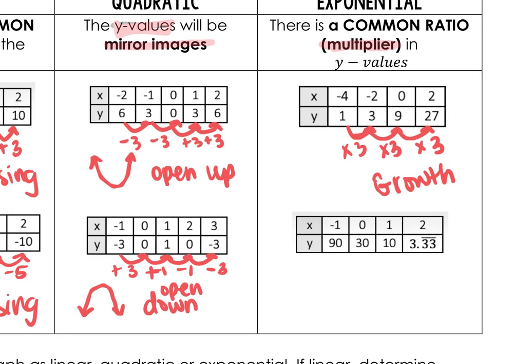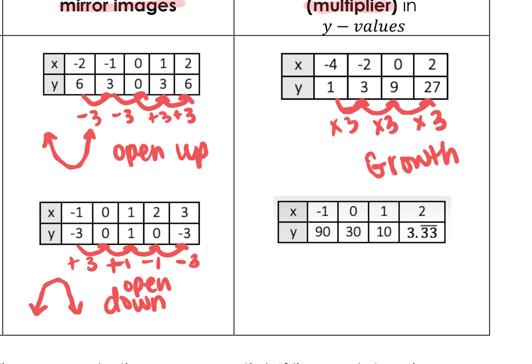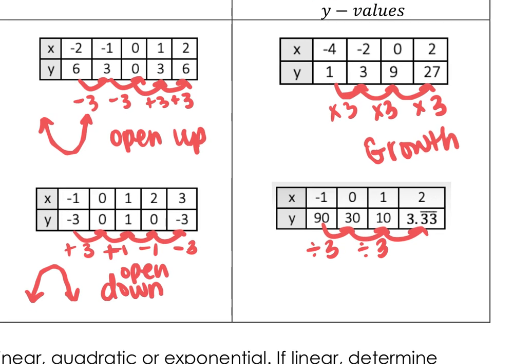Our second table is going to show us the opposite of that. So we go from 90 to 30, 30 to 10, 10 to 3.3 repeating, which can be kind of tough. But if we just look at the first 3, well, 90 divided by 3 is 30. 30 divided by 3 is 10. So this does look like it's dividing by 3, but remember when we divide by something, it's the same thing as multiplying by the reciprocal. So dividing by 3 is the same thing as multiplying by 1 over 3. So these values are getting smaller because we're multiplying by that fraction of 1/3.